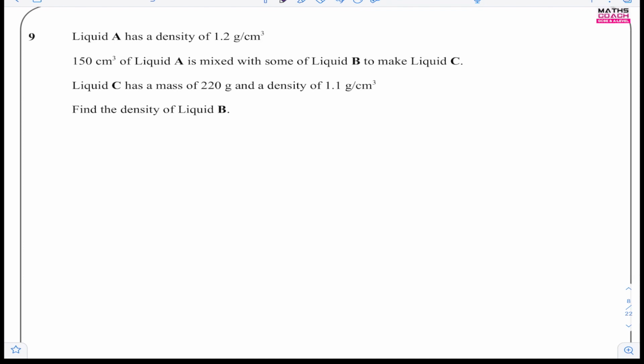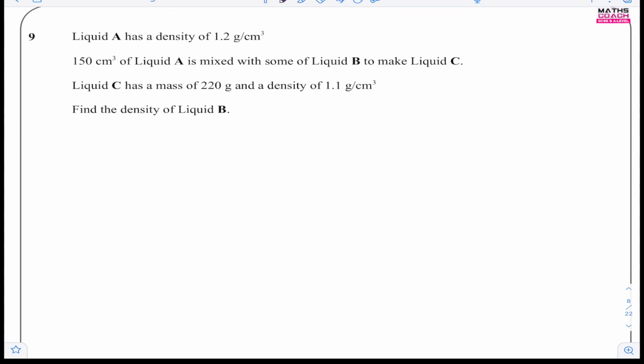Question 9. Liquid A has a density of 1.2 grams per centimeter cubed. 150 centimeter cubed of liquid A is mixed with some of liquid B to make liquid C. Liquid C has a mass of 220 grams and a density of 1.1 grams per centimeter cubed. Find the density of liquid B.